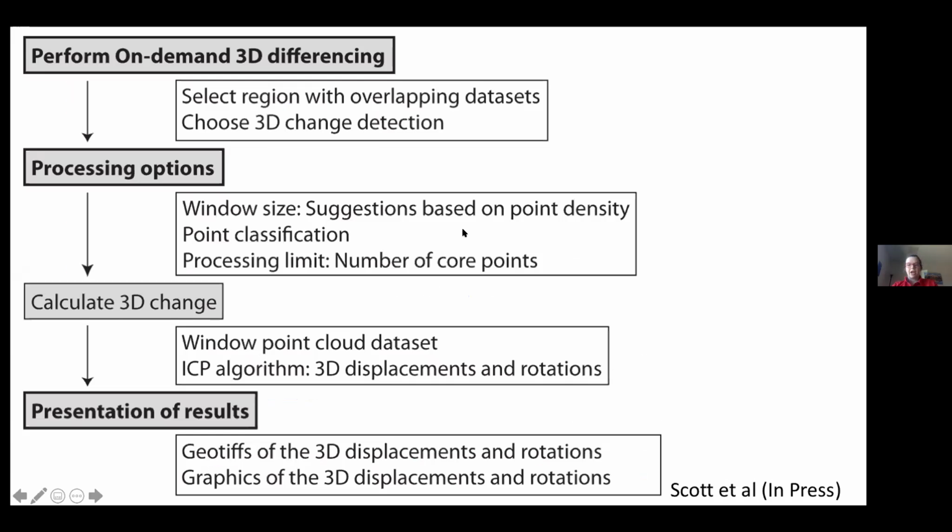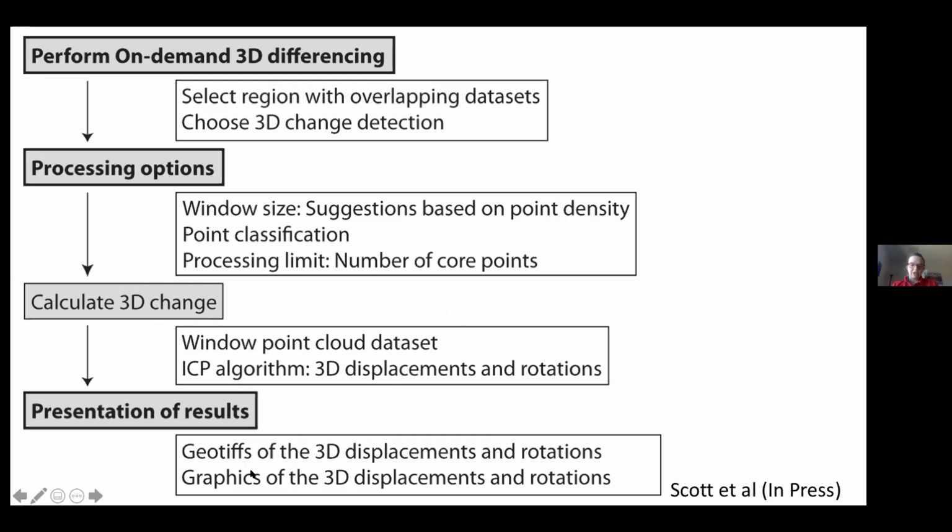And I'll discuss how we make suggestions of the best window size to use based on data set metadata. Next step is to calculate 3D change. This is done again with a windowed implementation of the ICP algorithm. In OpenTopography, we use LAStools to perform the windowing.